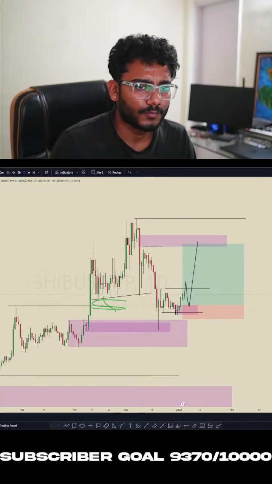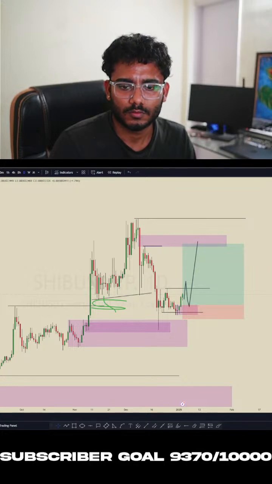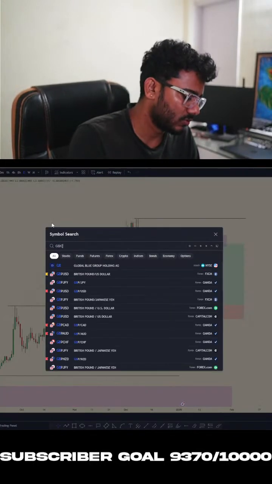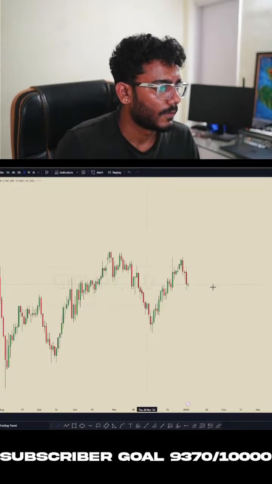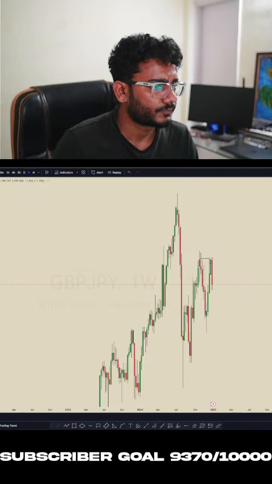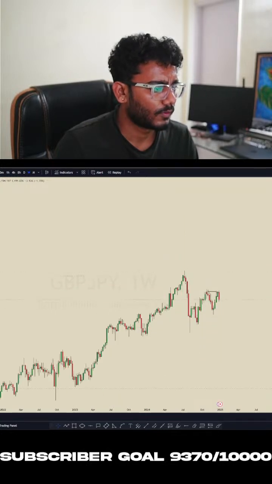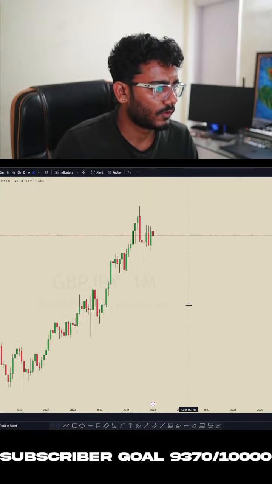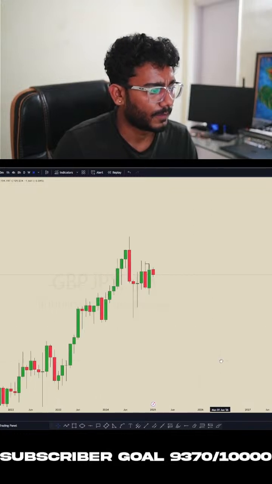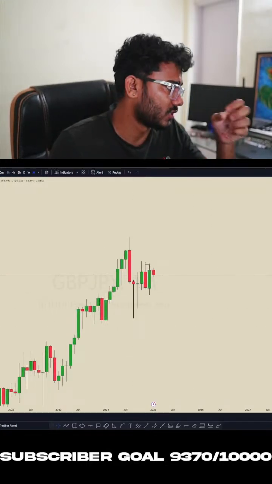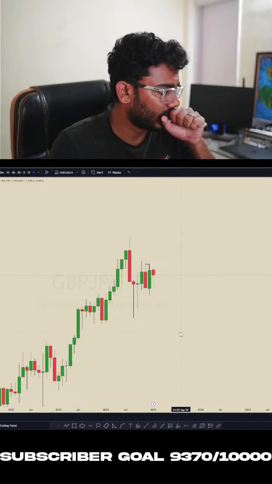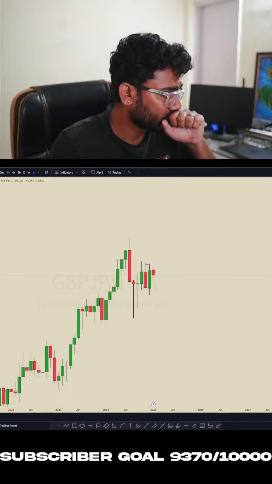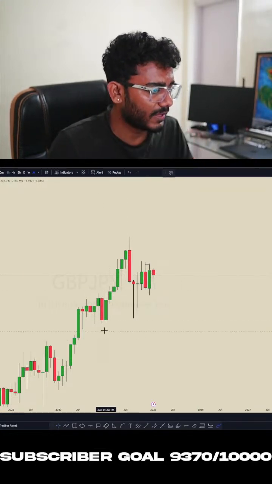GBP JPY, okay. On GBP JPY, if we look at monthly time frame, this is a hammer. If you search hammer candlestick, it's a hammer candle. What it's showing is there is a lot of buying pressure at this level.